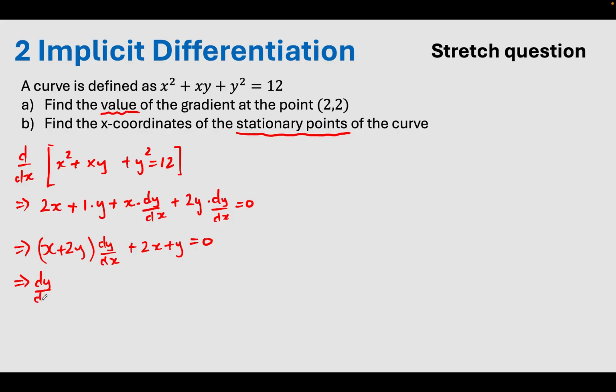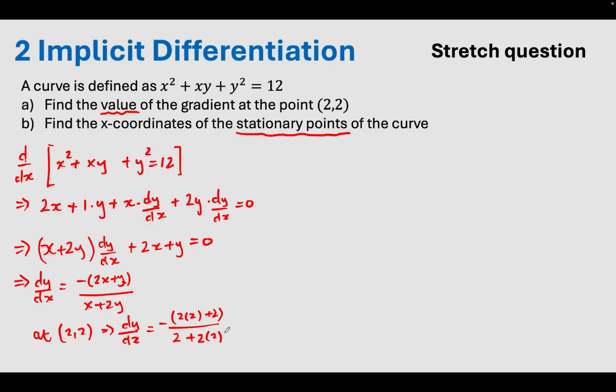So that means my dy/dx is minus 2x add y over x plus 2y. Now at the point 2, 2, this becomes minus 2 times 2 plus 2 over 2 add 2 times 2, which is minus 6 over 6, which is minus 1. Okay, so that's part A.